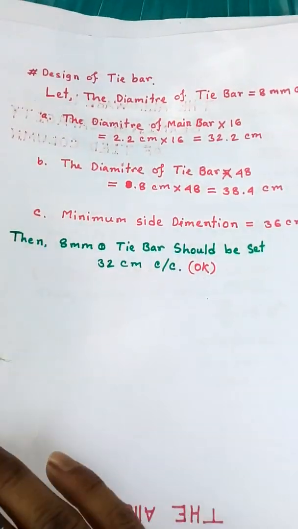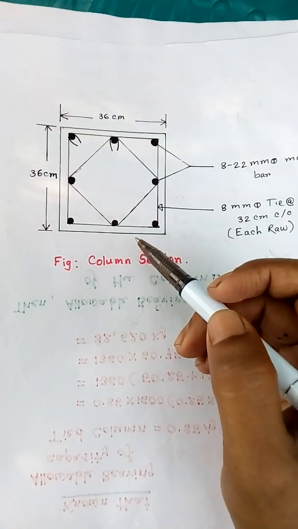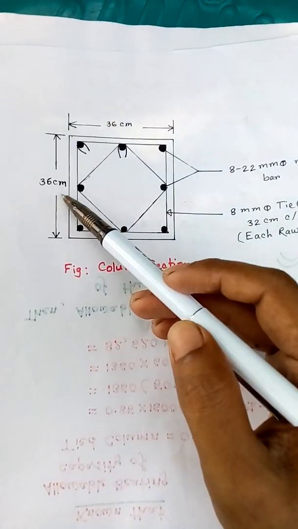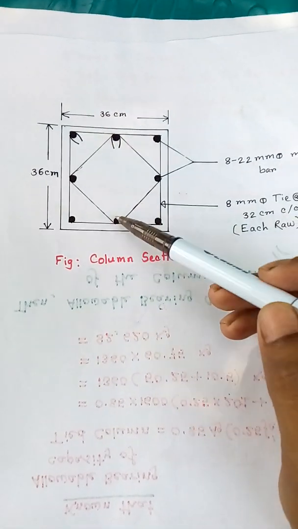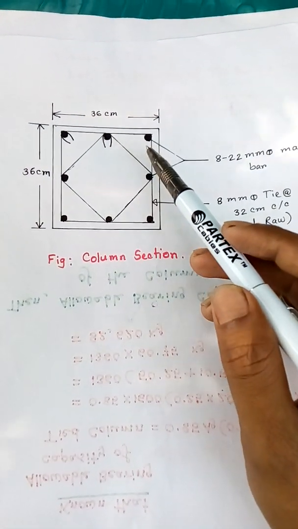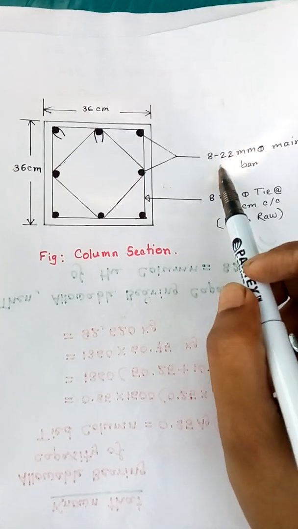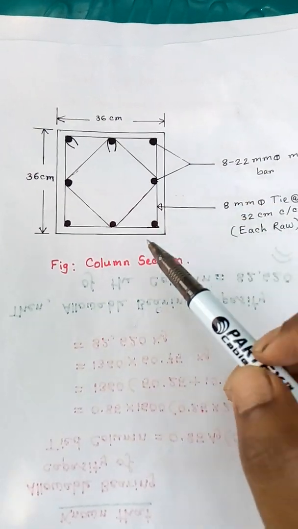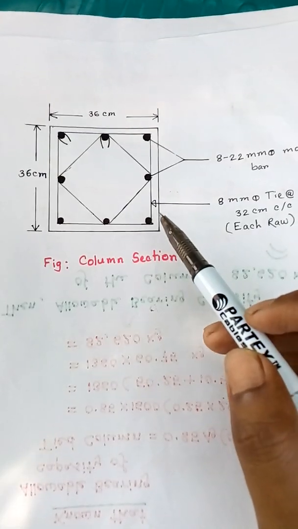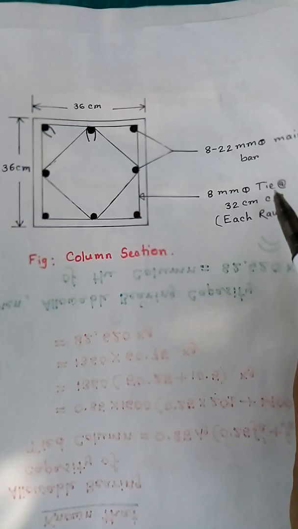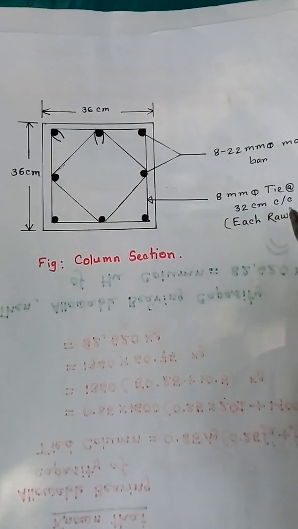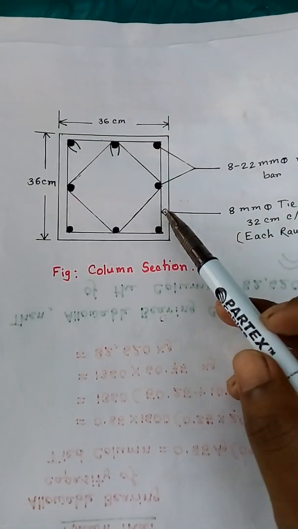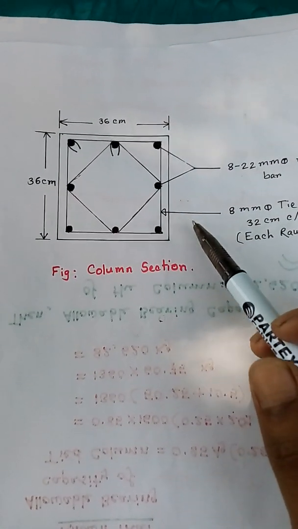Then the design of the column: 36 centimeter by 36 centimeter, and the longitudinal bar is 8 pieces of 22 mm dia main bar, and the stirrup tie bar should be 8 mm dia tie bar at the rate of 32 centimeter center to center for each row.